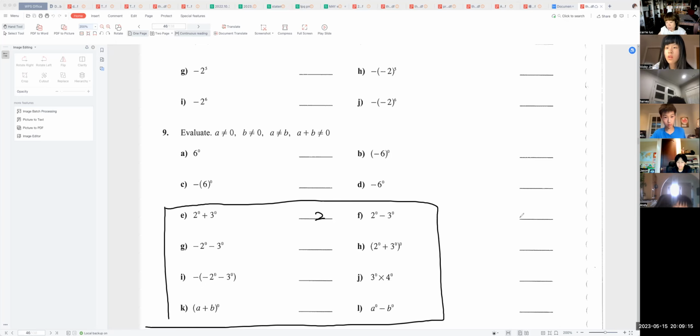Number H, Harvey. 1. Very good. Okay, number 3. Okay, Calvin. Number 3, negative 2. No, really? 2, positive 2. Okay. No, I thought you said number 3.